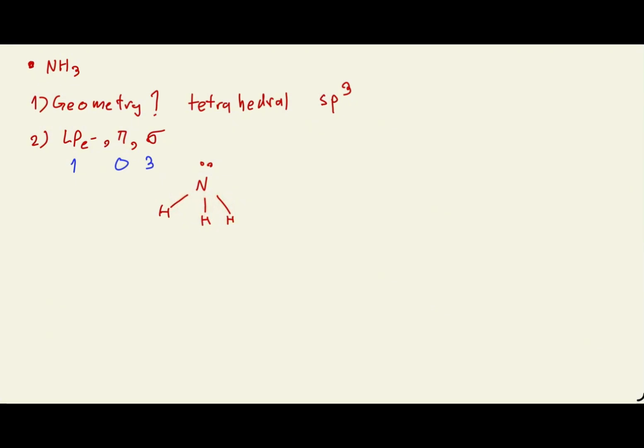Okay, let's draw it. Start with nitrogen: lone pair and sigma bonds are hybrid orbitals. So they take this shape, right? Next for hydrogen, we just bring them to bond. Done. That's all right.